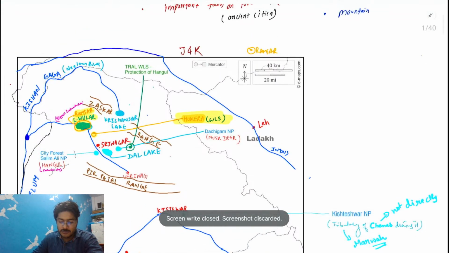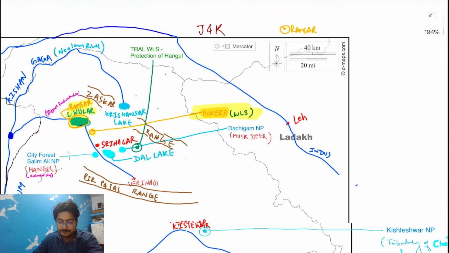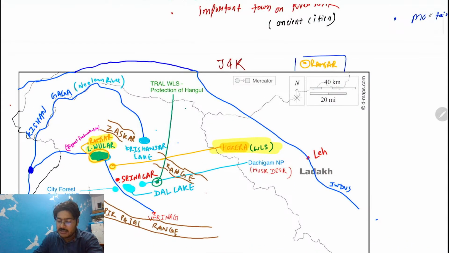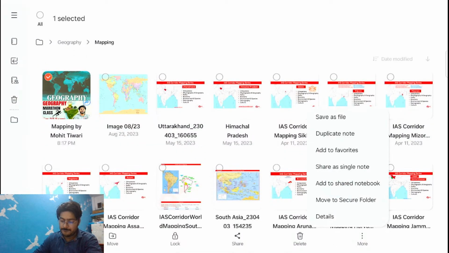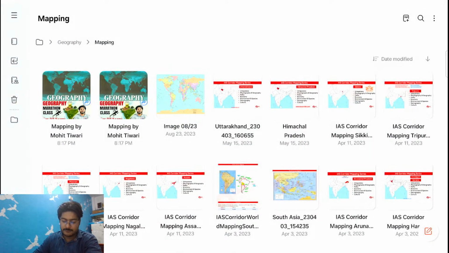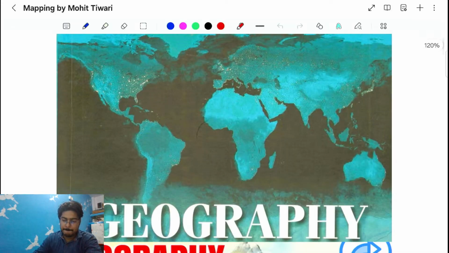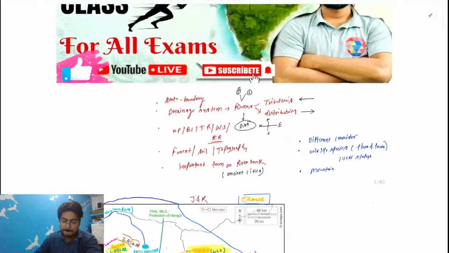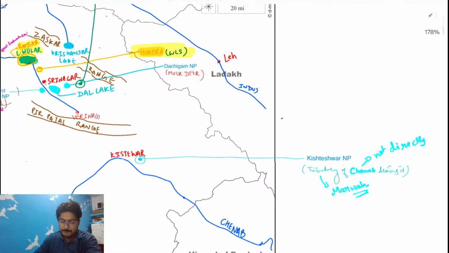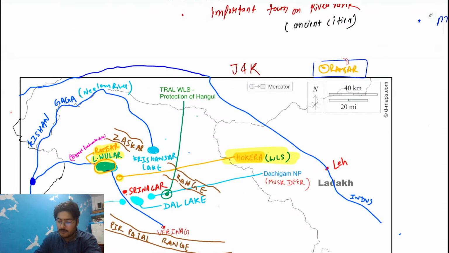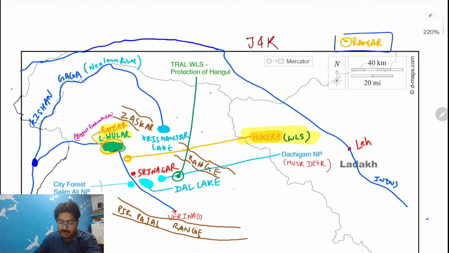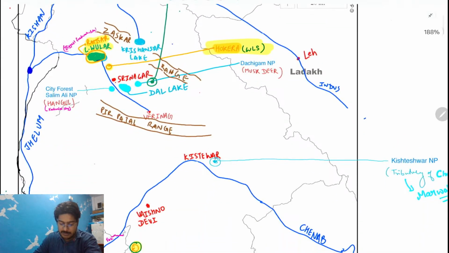Now, when we talk about the JNK, here this yellow part is the Ramsar site. So whenever you see this yellow part, this is the Ramsar site. Let me make a copy of the same. So this is overall the Ramsar site. Okay. Now, this is the map of the JNK.